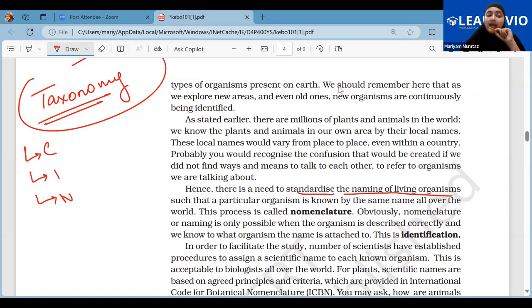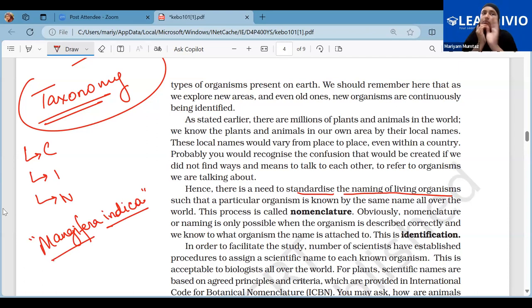Why? Because Mangifera indica is the scientific name or the biological name of mango. This is the worldwide accepted name. So this is the reason why we need to name anything. To remove the confusion, because everyone has their own native languages, what do we do? We give a scientific name to anything. Every single organism has a scientific name.